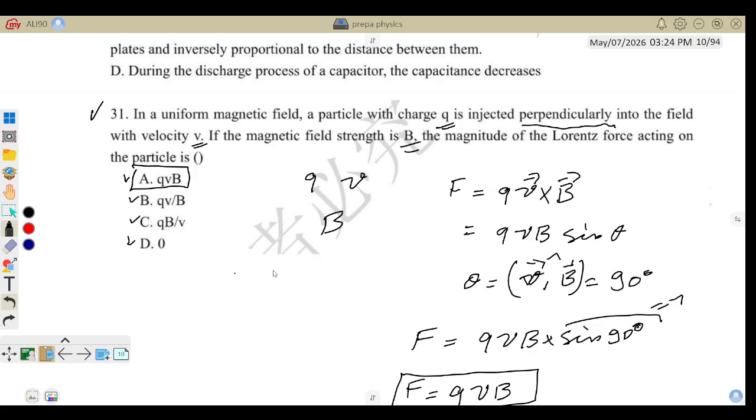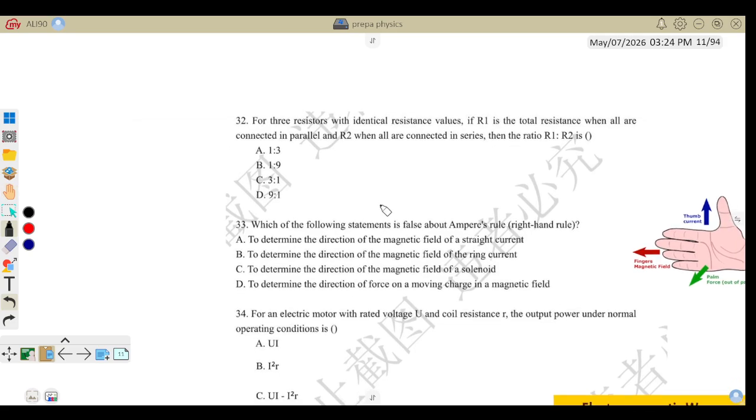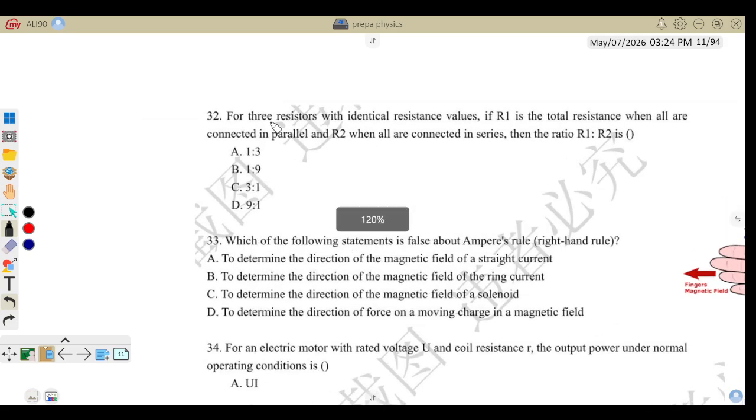Let's move now to question 32. Here we have three resistors with identical resistance values. If R1 is the total resistance when they are all connected in parallel, and R2 when all are connected in series, then the ratio R1 to R2 is it 1 to 3, 1 to 9, 3 to 1, or 9 to 1.